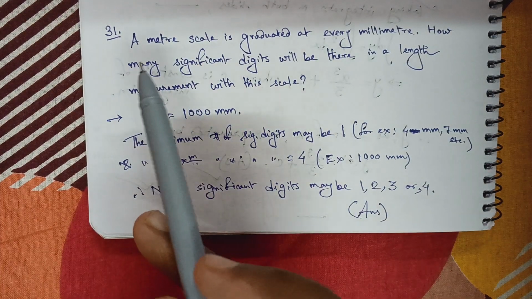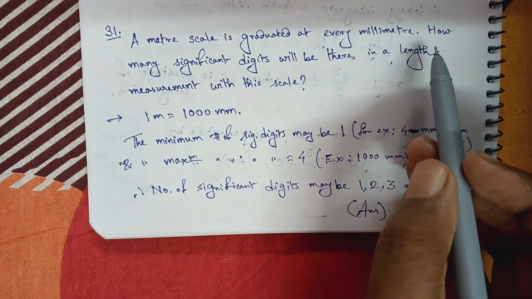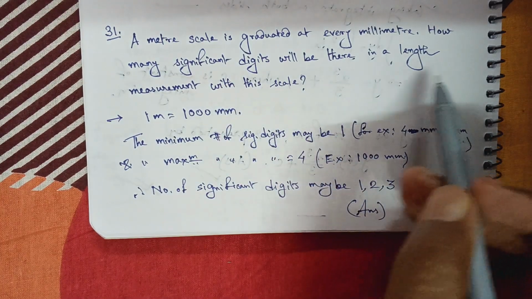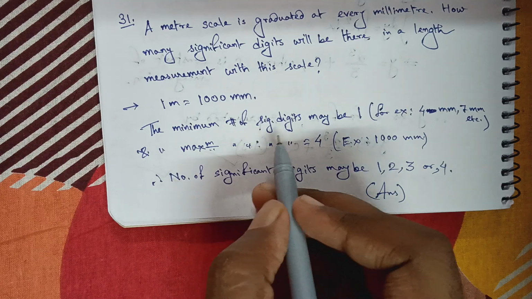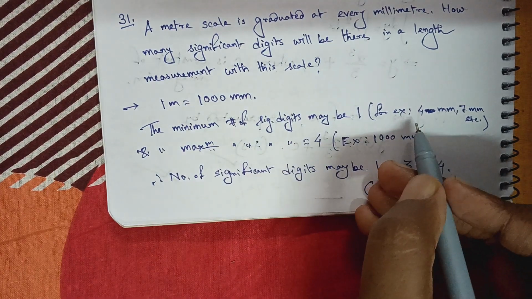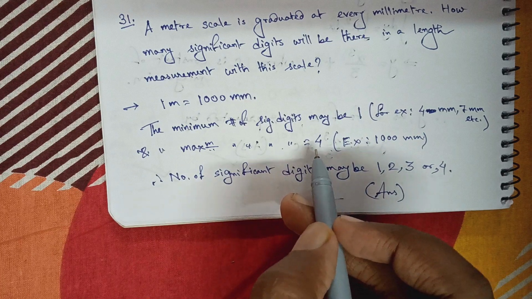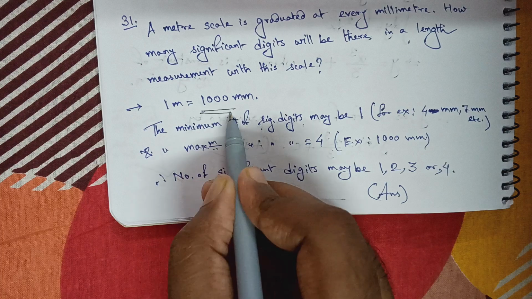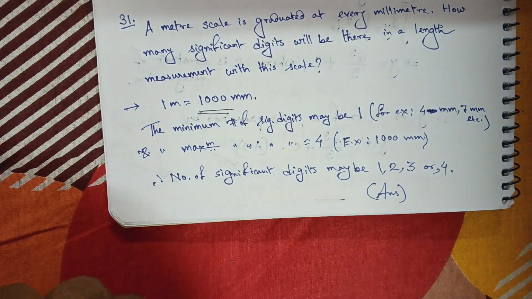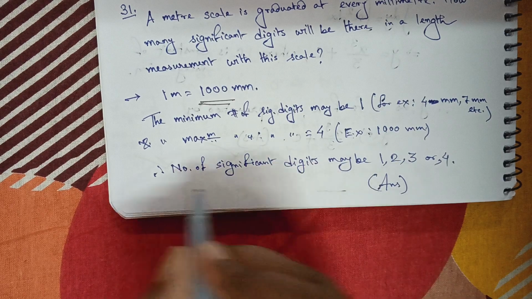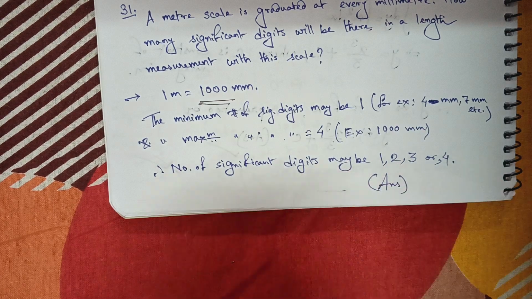Now let's move on to question number 31. It's said that a meter scale is graduated at every millimeter. How many significant digits will be there in a length measurement with this scale? Now we know 1 meter is equal to 1000 millimeter. The minimum number of significant digits may be 1, for example 4 millimeter, 5 millimeter, etc. And the maximum is 4, because 1 meter is equal to 1000 millimeter. So the number of significant digits will vary between 1 and 4. That is, it may be 1, 2, 3 or 4.